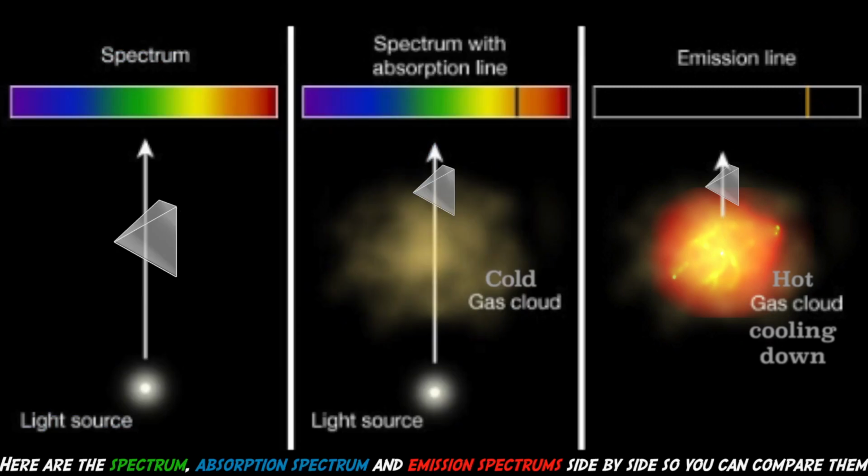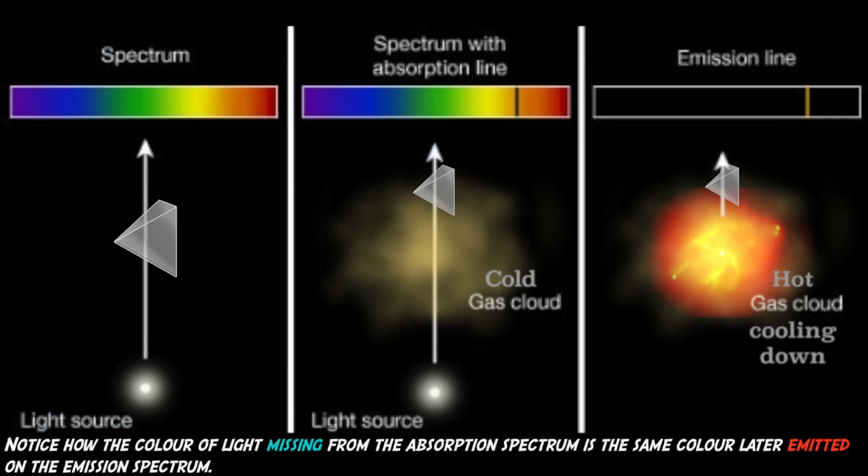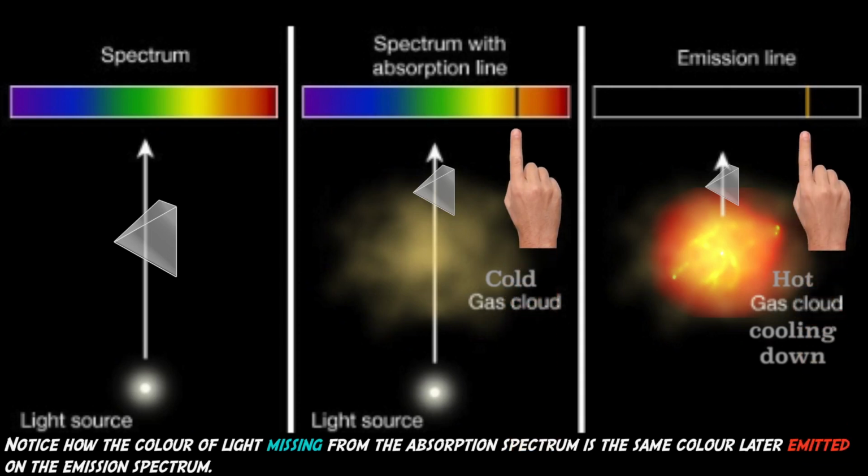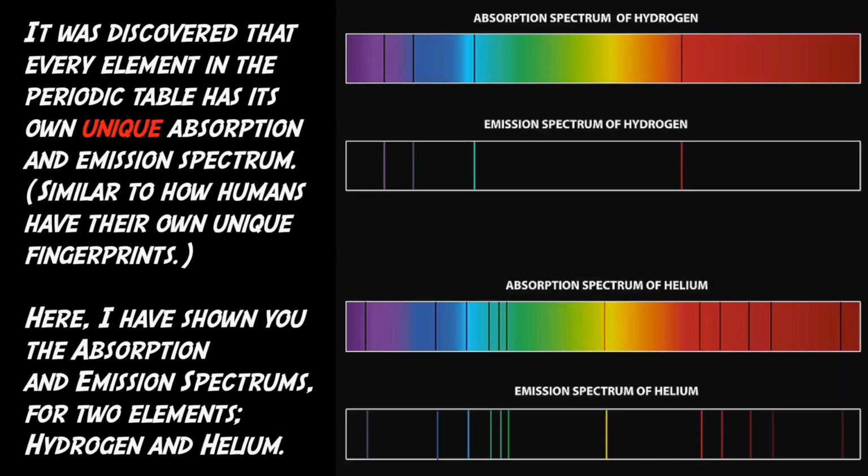Here are the spectrum, absorption spectrum, and emission spectrums side by side so you can compare them. Notice how the colour of light missing from the absorption spectrum is the same colour later emitted on the emission spectrum. It was discovered that every element in the periodic table has its own unique absorption and emission spectrum, similar to how humans have their own unique fingerprints.